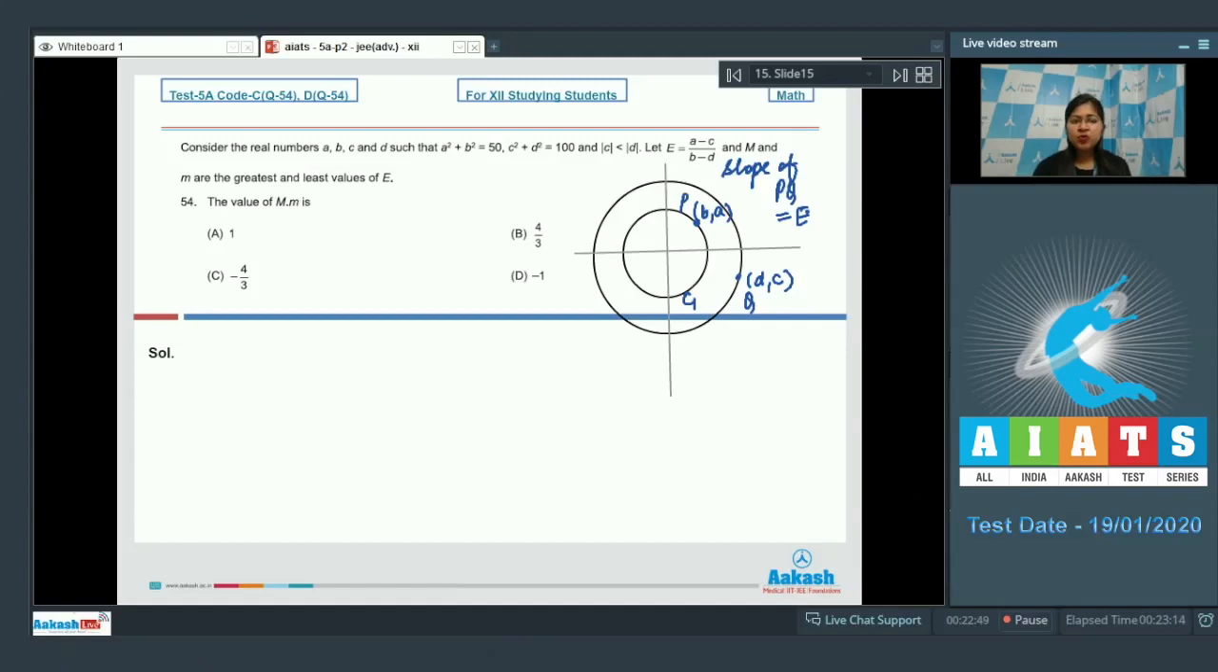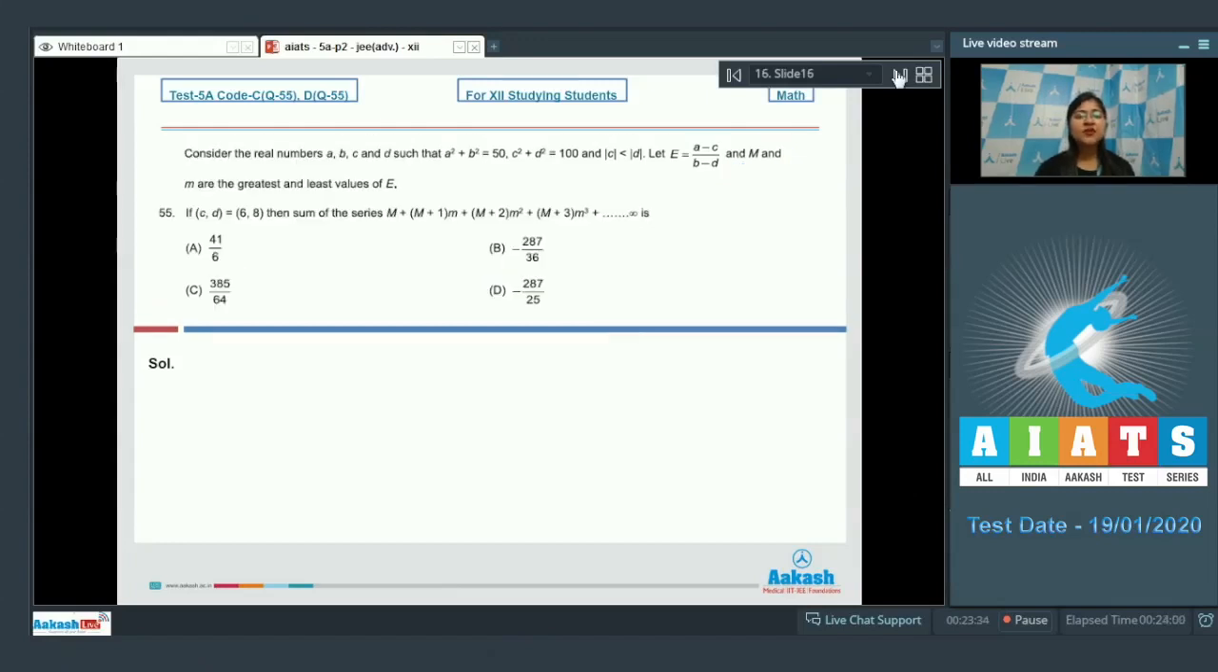Now we have to talk about M into m, which are the greatest and least values of E. Let us say wherever point Q is, if we drop tangents to the circle C1 from here, then product of the slopes, that is m1 into m2, will definitely be equal to minus 1 wherever the point Q or P lies, right? So M into m will definitely be equal to minus 1. So option number D is the correct answer.